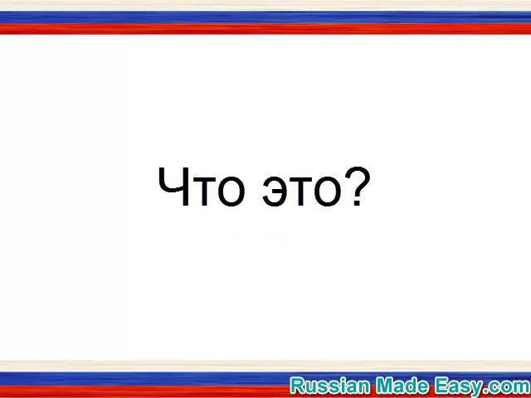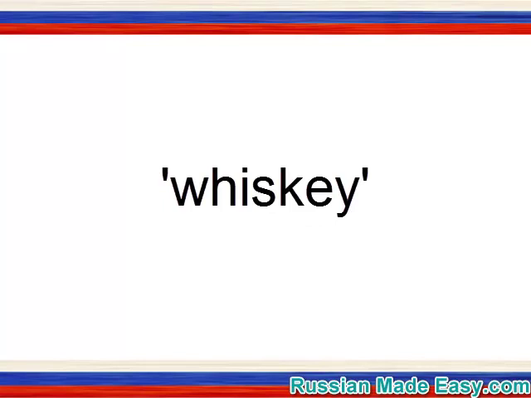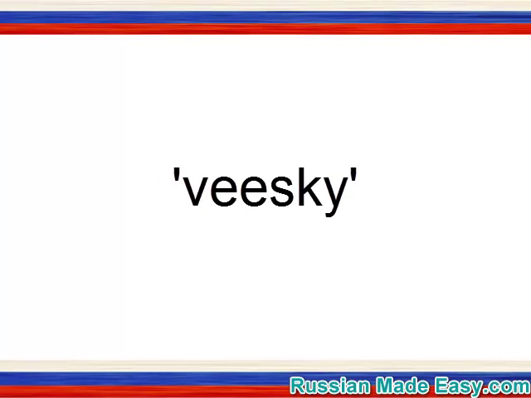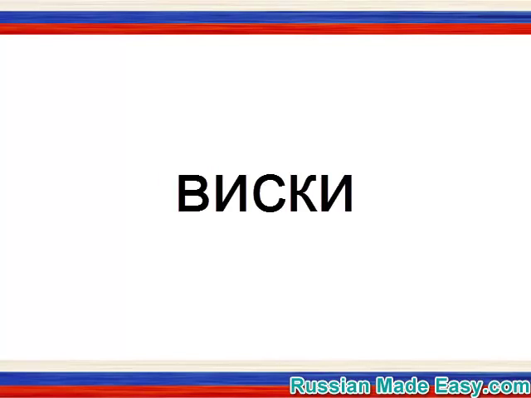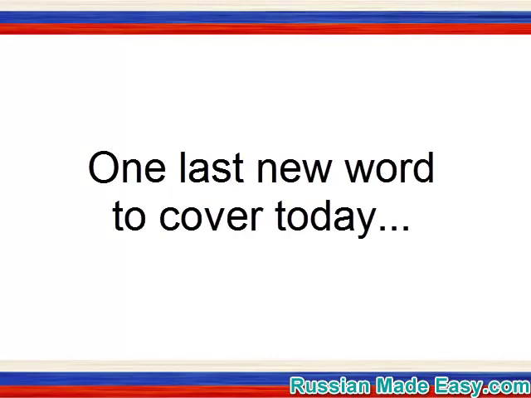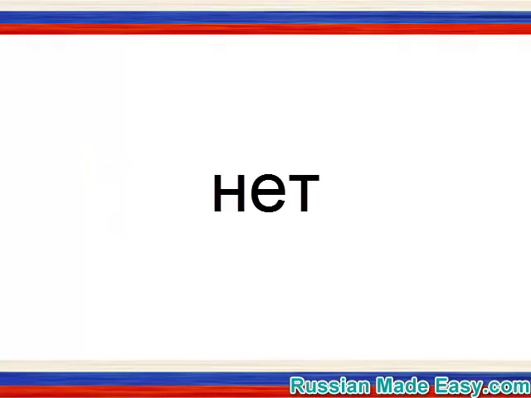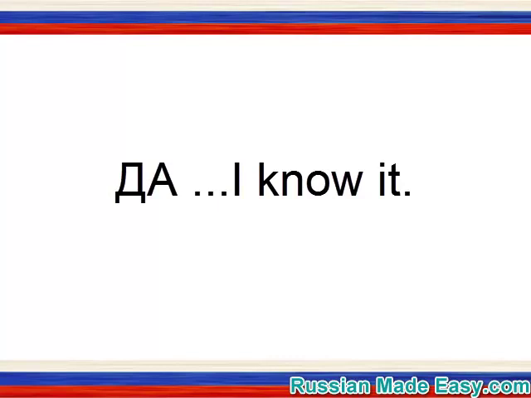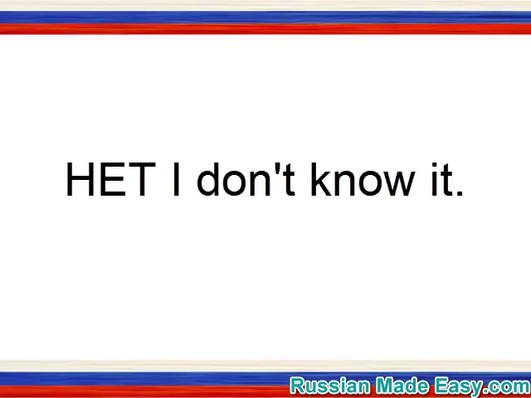And so, with that «что это?» question, we learned another easy word. We say «whiskey», and in Russian it's «виски» with a «v». Listen. «Виски». So just one last new word to look at today, and you probably already know it, but I just need to make sure. Try saying «нет». That beginning sound is like from the middle of the word onion, that transition, nien, onion, нет. Нет. If you know the meaning of this word, say, да, I know it. If you don't, then say, нет, I don't know it.